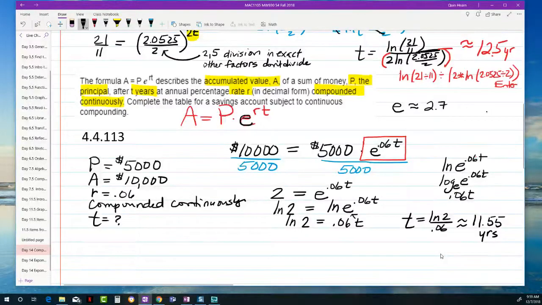So when you're typing it in on your calculator, you should see on your screen natural log parentheses 2, close parentheses, divided by 0.06. Okay? Because the thing is if you type in natural log of 2 divided by 0.06, then it's going to divide the 2 by the 0.06 instead of dividing the natural log of 2 by the 0.06. So this would be incorrect.